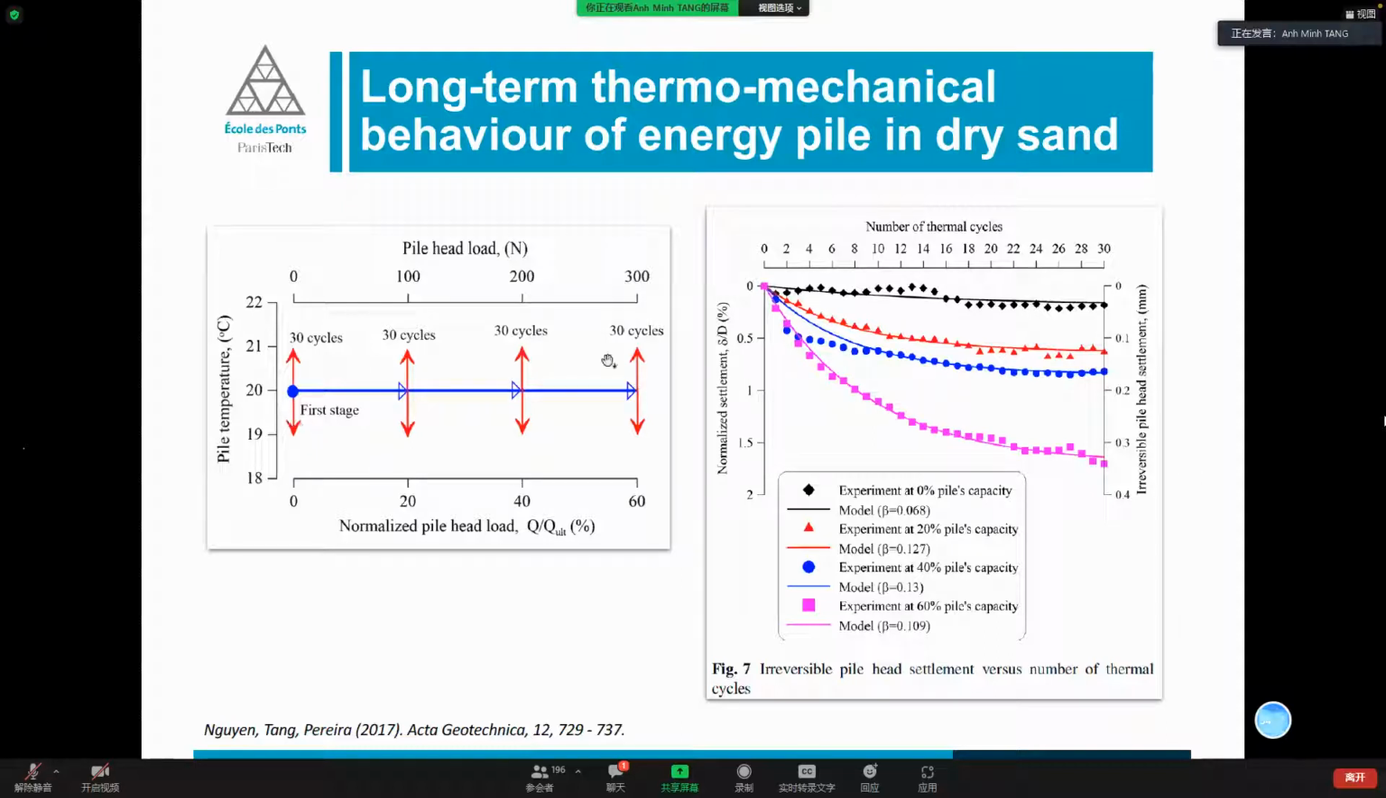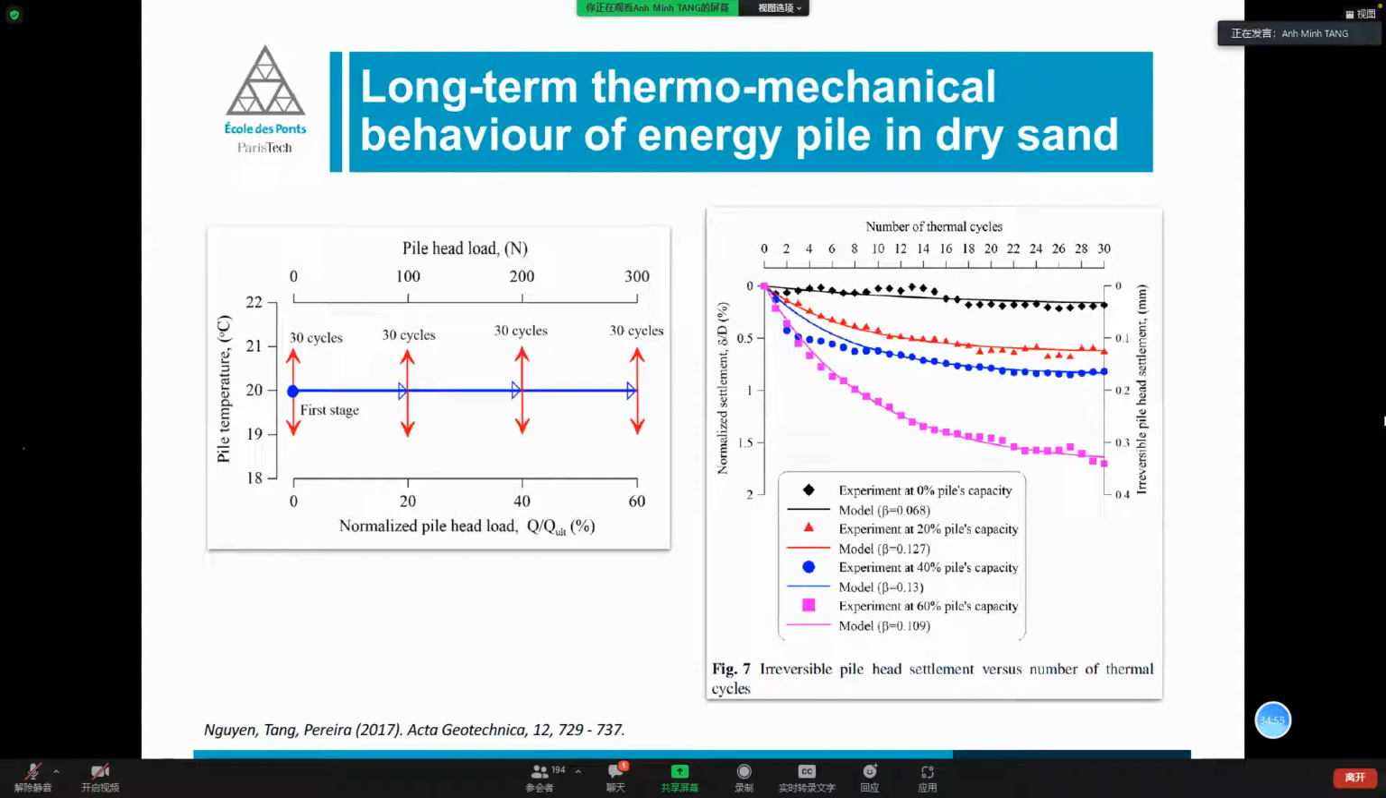So what we observe is that when you apply the thermal cycles for a zero load, the pile settlement is very small, negligible. But when the pile is subjected to higher loads, 20, 40, 60, we observe a settlement of the pile progressively with thermal cycles. This settlement is higher at the beginning and the rate decreases at higher numbers of cycles. And it tends to reach a stabilization after 30 cycles for high load here.